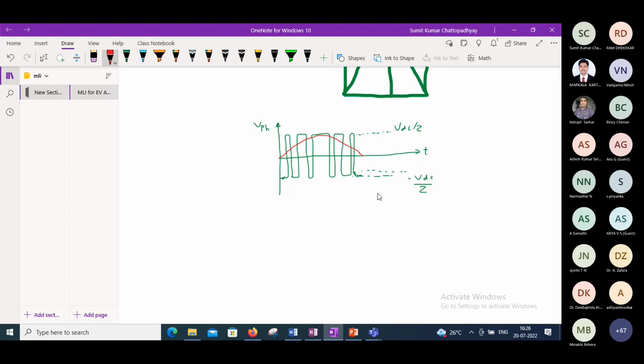Positive only. Yeah, positive only. And magnitude? VDC by 2. VDC by 2, right. Either plus VDC by 2 or minus VDC by 2. So it's finally going to be VDC by 2, the RMS value. Now suppose it is containing a fundamental component for which the peak magnitude is VDC by 2 again. So what is the RMS value of this? VDC by 2 root 2 times less, right?